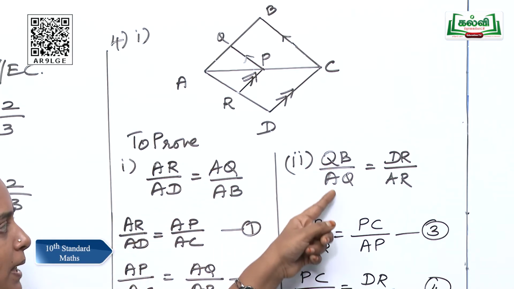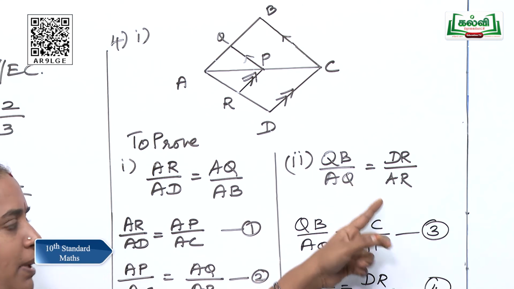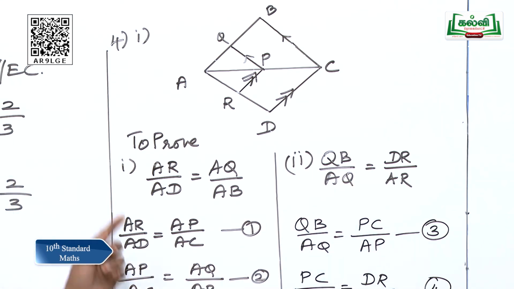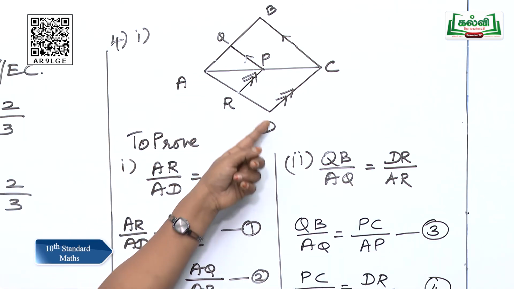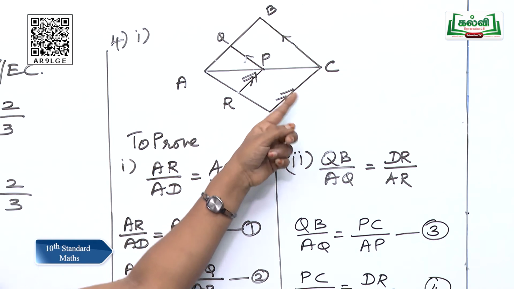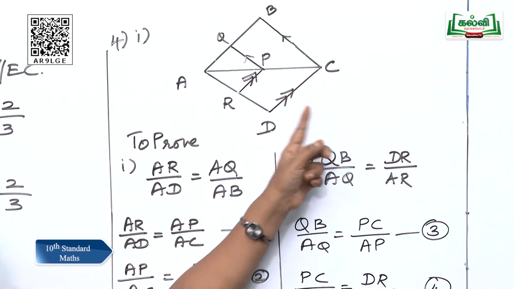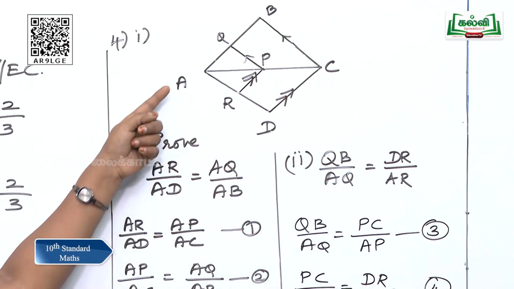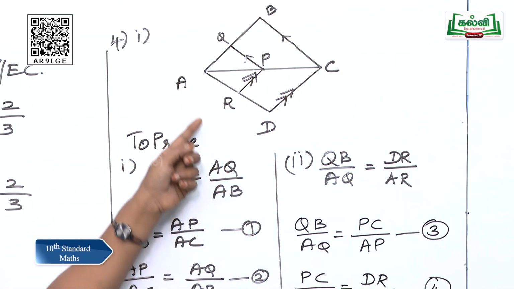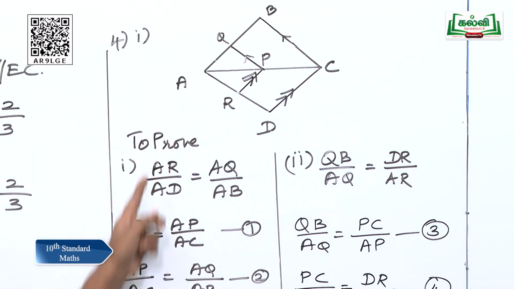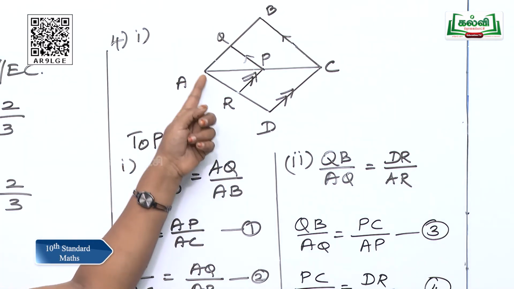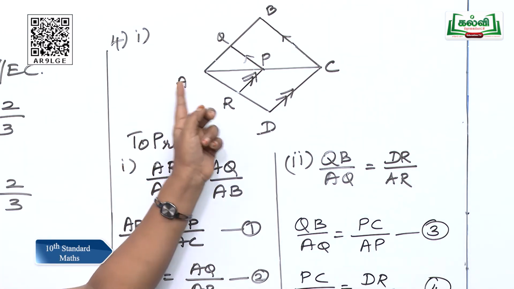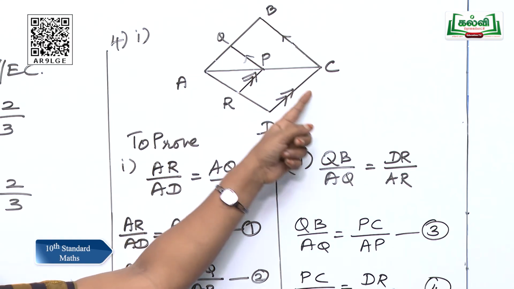One more thing, QB by AQ is equal to DR by AR. We have to prove these two. First, let us take this triangle ADC. In ADC we can say that PR is parallel to DC, which means we can apply Thales theorem. So, AR by AD is equal to AP by AC.